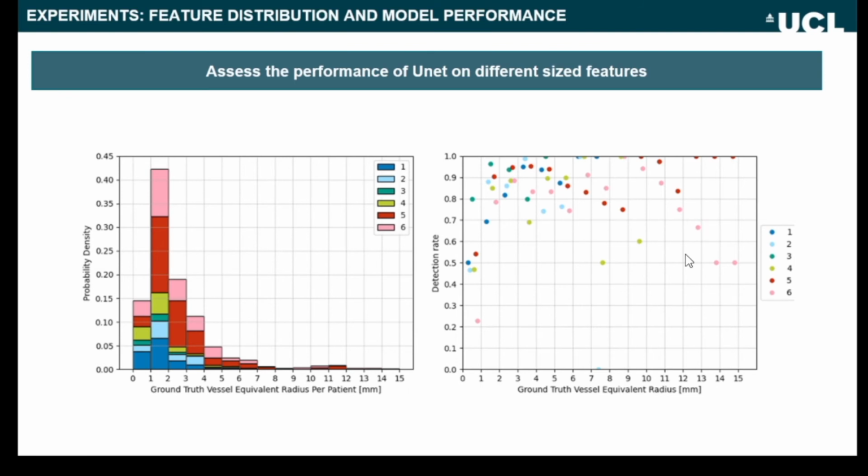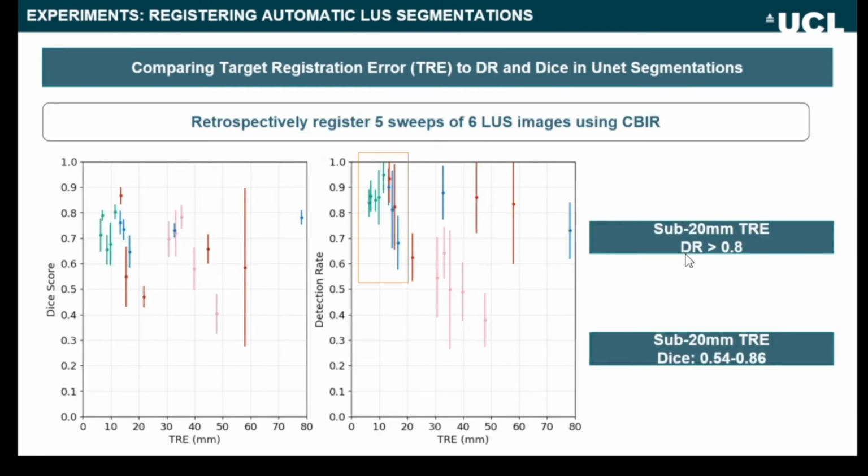This is clinically relevant, as our downstream application requires that vessels of different sizes be correctly detected to achieve a good registration. To evaluate this, we consider the detection rate and the DICE in relation to the registration task by retrospectively registering 5 sweeps of 6 laparoscopic ultrasound images using the previously mentioned content-based image retrieval method. We then find the mean DICE score and detection rate per sweep and plot this against the TRE, which can be observed in these panels.